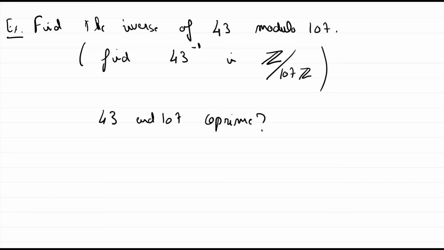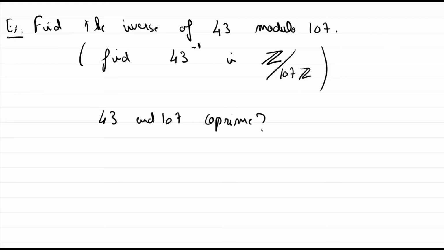So by the way, it's an important remark. If you take a prime number here, everything except 0 is invertible in this structure. And by 0 we mean, of course, the class of 0, so it consists of 0 and the multiples of this number. So I know I can find the inverse by solving for the Bezout coefficients.